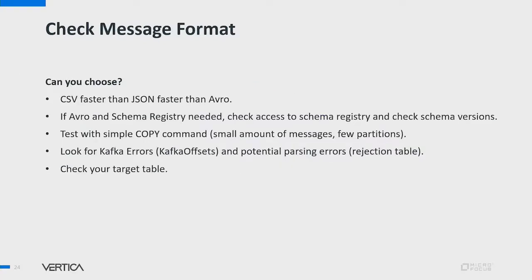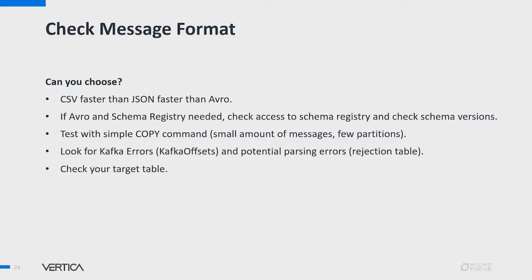In terms of message format, before we start loading, we need to determine what format our data comes in. Sometimes it may not be a choice, but if given a choice, generally CSV is faster than JSON, which is faster than Avro. If our data is in Avro, and we are using the Kafka Avro parser and need a schema registry, then this is the time to check access to the registry as well and check schema versions.